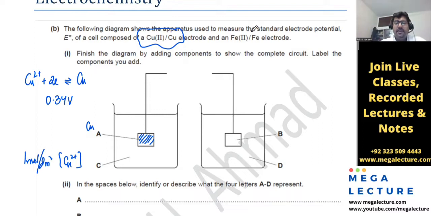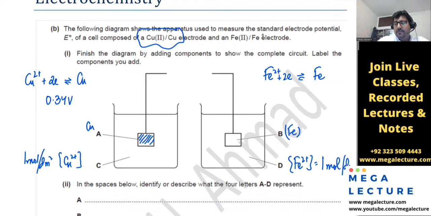On the other hand, you have an Fe2+ and Fe electrode. Let's look at its value. It's Fe2+ plus 2 electrons in equilibrium with Fe. So again, the electrode is going to be made out of Fe, and the solution will have Fe2+ ions. And remember, square brackets are a notation for concentration. It's going to be 1 mole per decimeter cube.